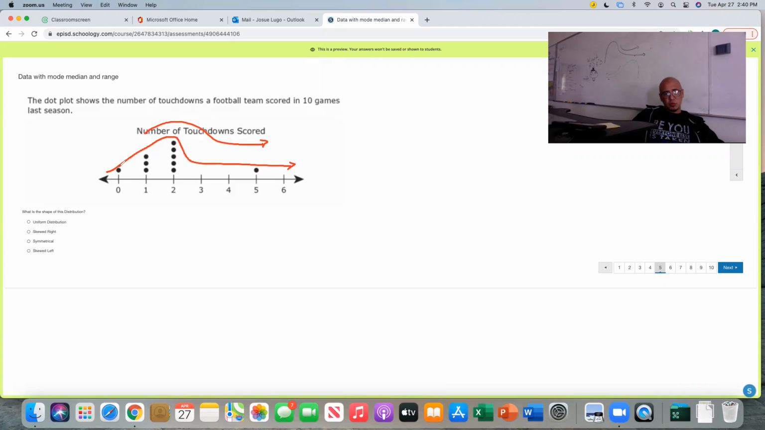You might say, but Mr. Lugo, most of the data is here on the left. I know, but the shape is being skewed to the right because of this point right here. So the shape is being skewed. I just gave you the answer. It is being skewed, or stretched, to the right.